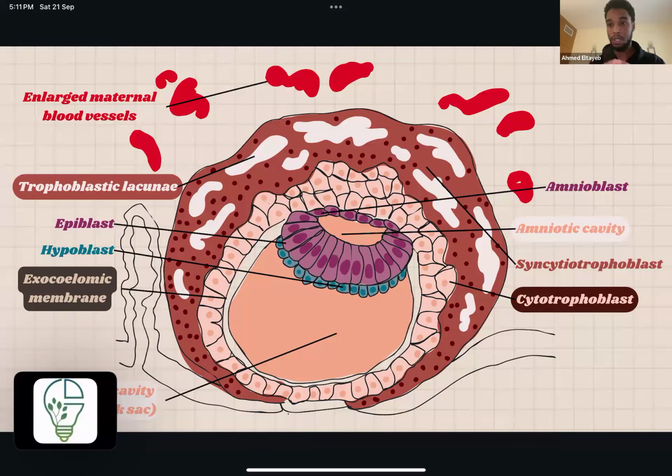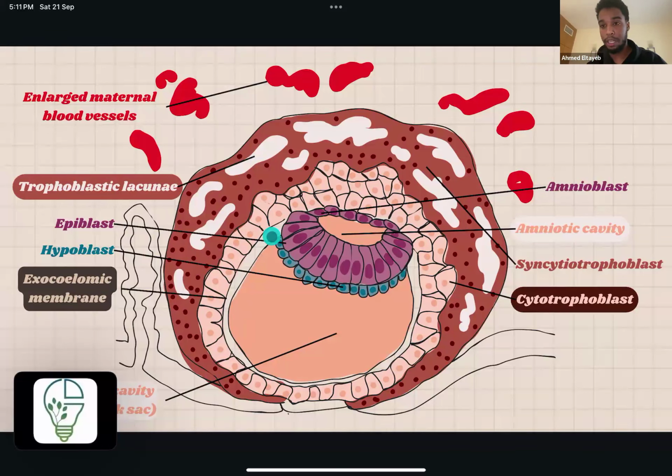We start seeing holes in the syncytial trophoblast. And these holes start to fuse and become bigger holes. We call them lacunae, okay? So day 9, we often refer to it as the lacunar stage because we start seeing lacunae in the syncytial trophoblast. And these lacunae will play an important role later on in the utero-placental circulation. We'll talk about it later.